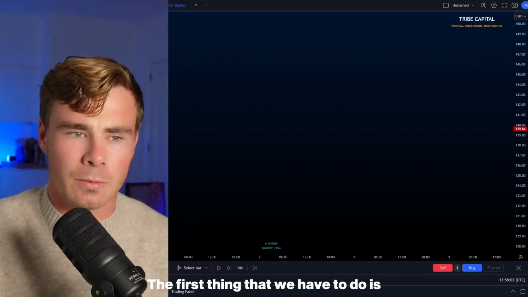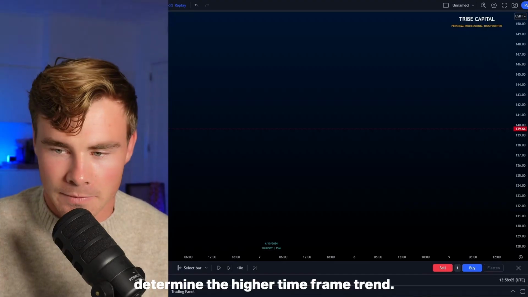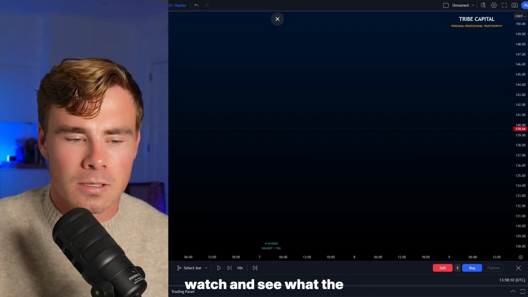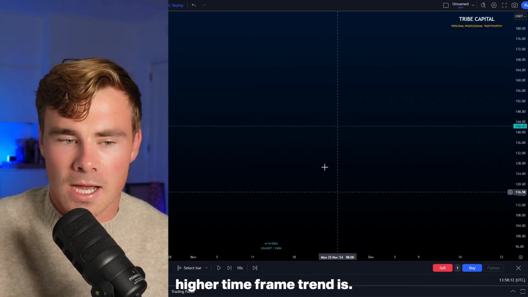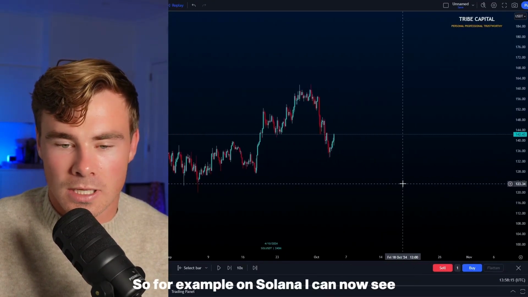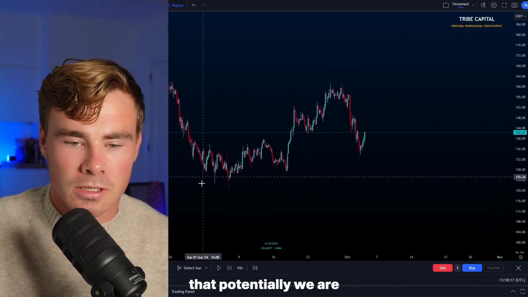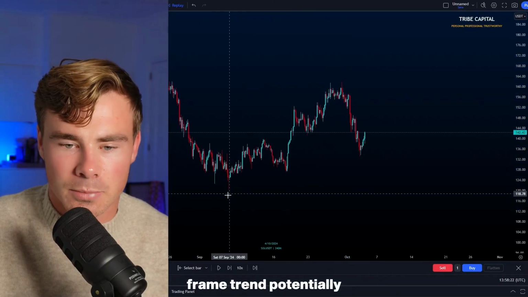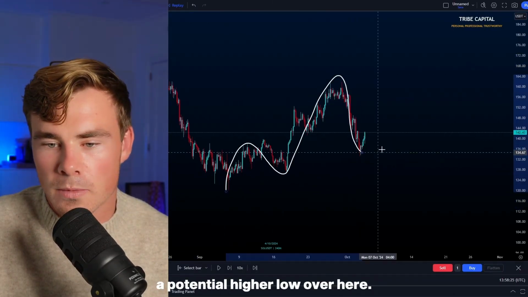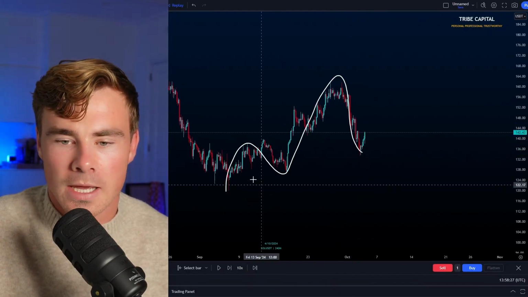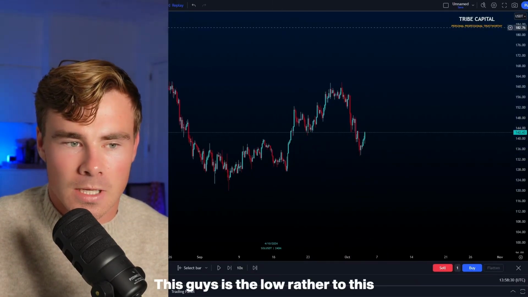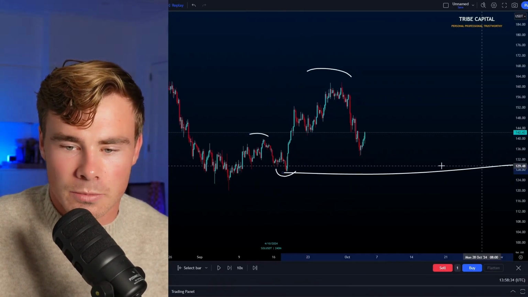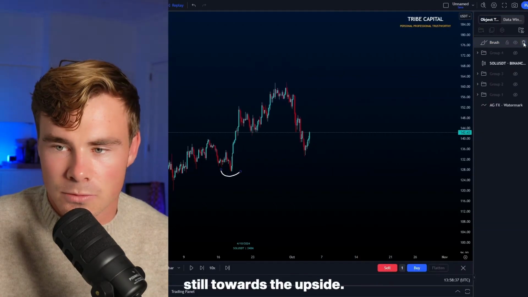The first thing that we have to do is determine the higher time frame trend. I think this speaks for itself. So on the daily, on the 4 hour, simply watch and see what the higher time frame trend is. So for example, on Solana, I can now see that potentially we are forming a higher time frame trend, and then within that higher time frame trend, potentially we are also trying to form a higher low over here. Okay, this, guys, is the low relative to this higher high compared to this high relative to this low. So until we break through this low, the higher time frame trend is still towards the upside.